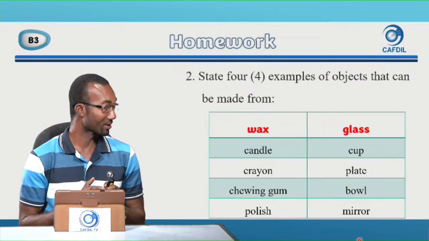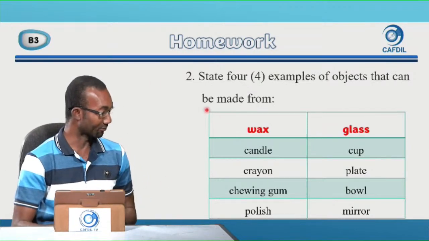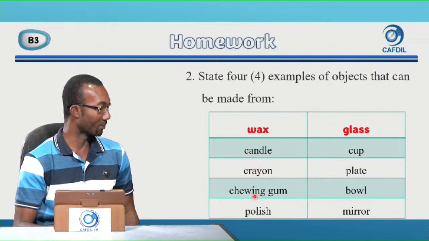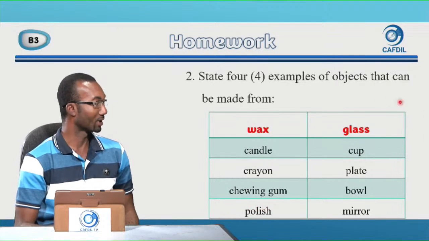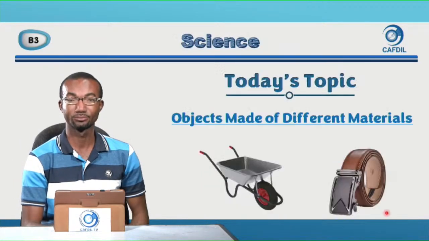So under wax, we have candle. You can get candle from wax. You can get crayon from wax. You can get chewing gum from wax. You can get polish from wax. And then when it comes to glass, you can get cup from glass. You can get plates from glass. You can get bowl from glass. And then mirror from glass.